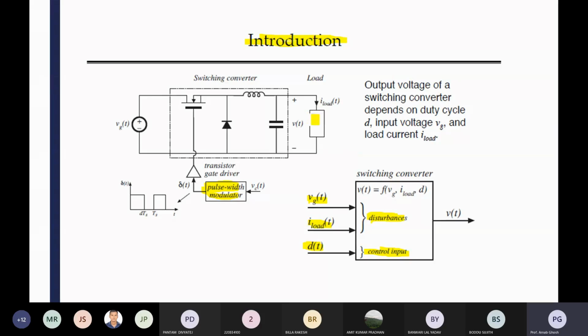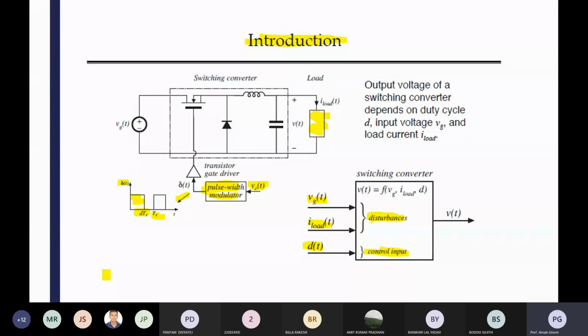Every time you have to check that it is coming as per your requirement. That is the most important thing. It is your on time, duty ratio, and TS means switching time period. So that is the pulse width. You know how you get that control voltage; I have already discussed that at different times, so I'm not going to repeat it.